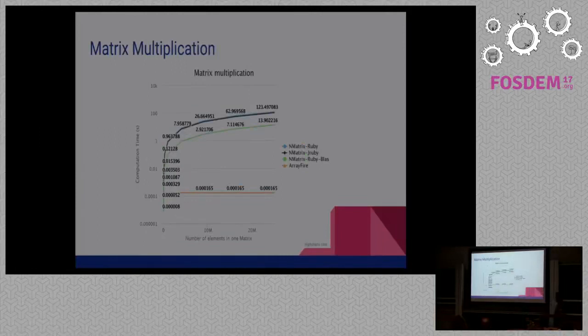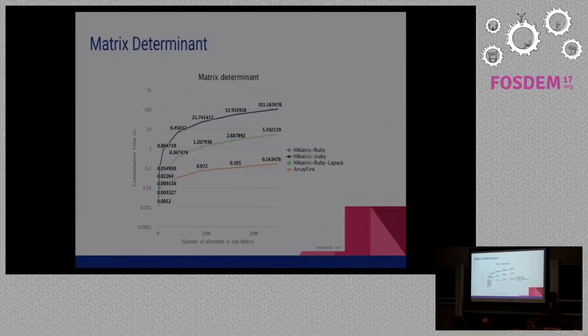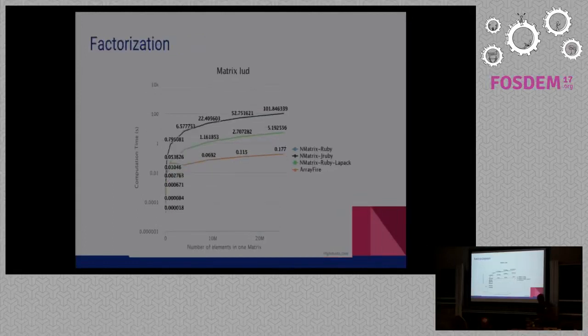And again, ArrayFire is faster even here. It's around 10⁶ times faster. For matrix determinant, it's around 100 times faster. Even for factorization, ArrayFire is 100 times faster.